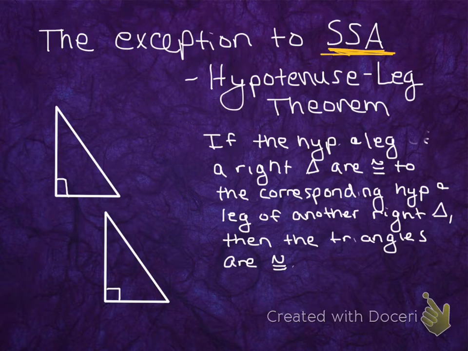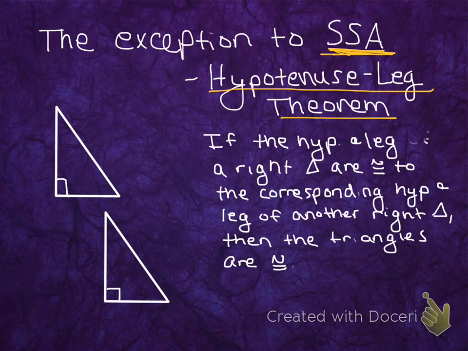Now, right now you are probably thinking of what SSA spells backwards, because we talked about that a good bit in class as well. And the main thing that I pushed on y'all was that if you have to cuss to prove congruence, then you can't prove congruence. Well, this video is about the one exception to that rule, and that is the hypotenuse-leg theorem.